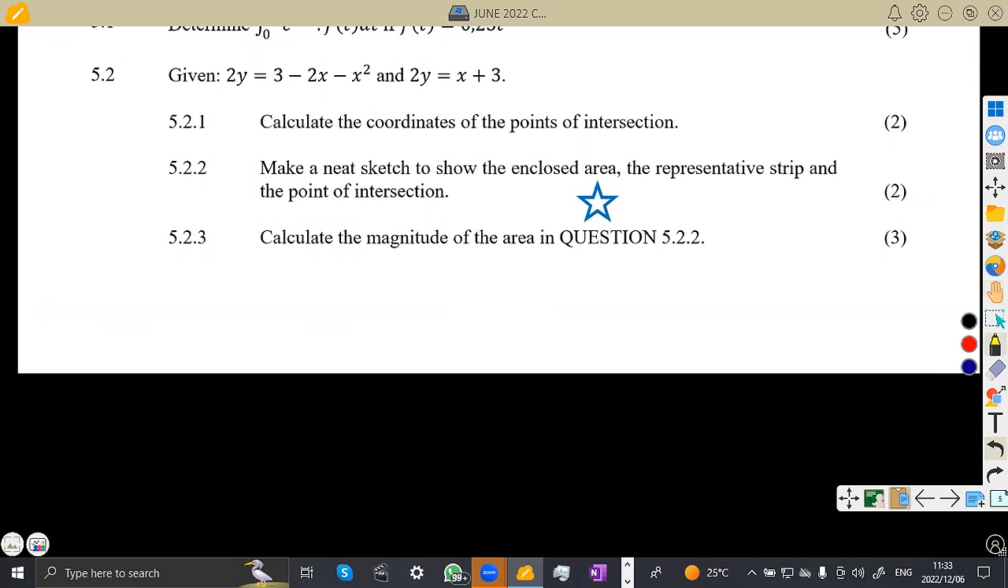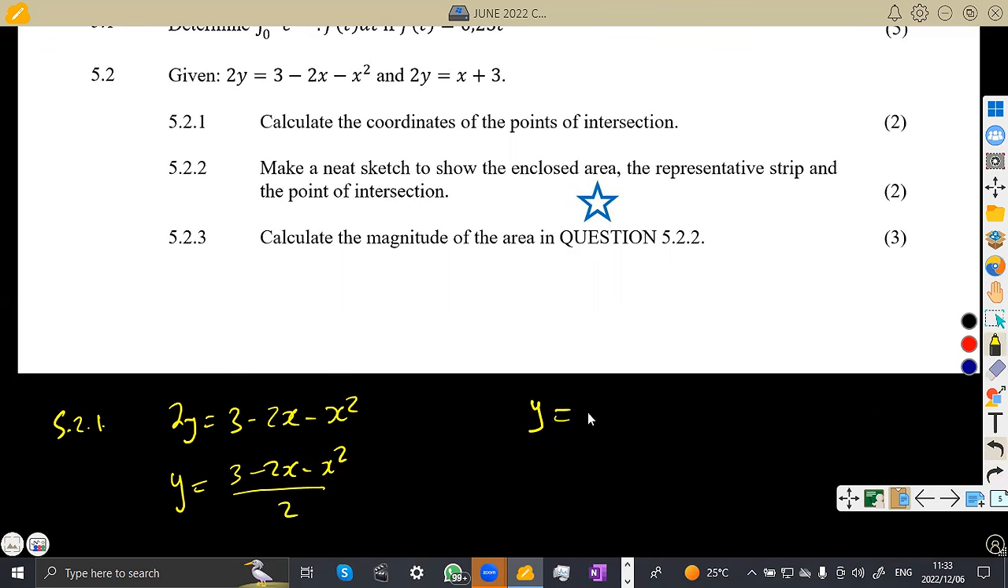All right, so what I'm trying to say is that the first equation, 5.21, is given as 2y is equivalent to 3 minus 2x minus x squared. So you can just divide by 2 both sides, which means y is equal to 3 minus 2x minus x squared over 2. So you divide each and every term by 2. The same thing, y is equal to, on the other side, is going to be x plus 3 over 2. So this is the expression for y, this is the expression for y.